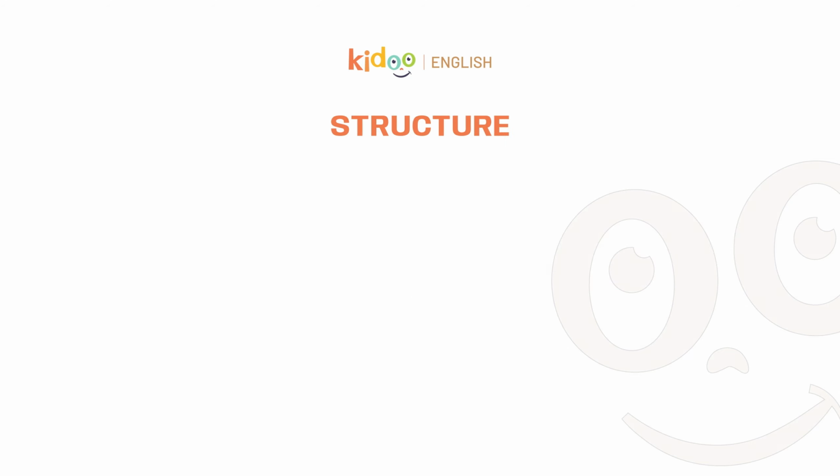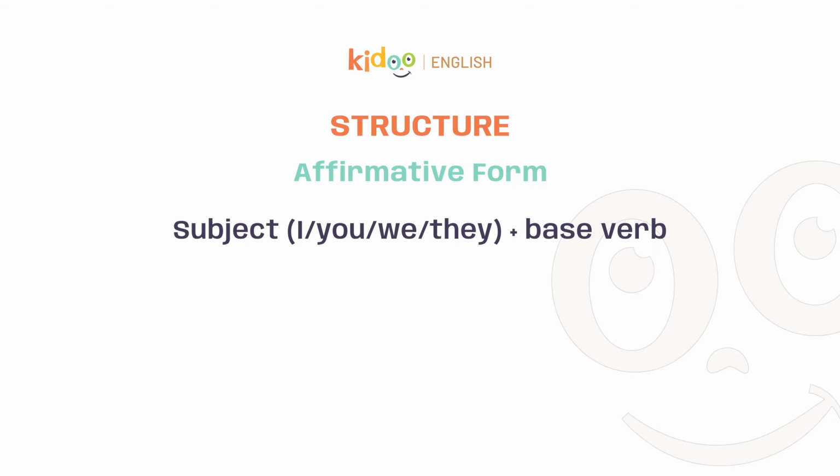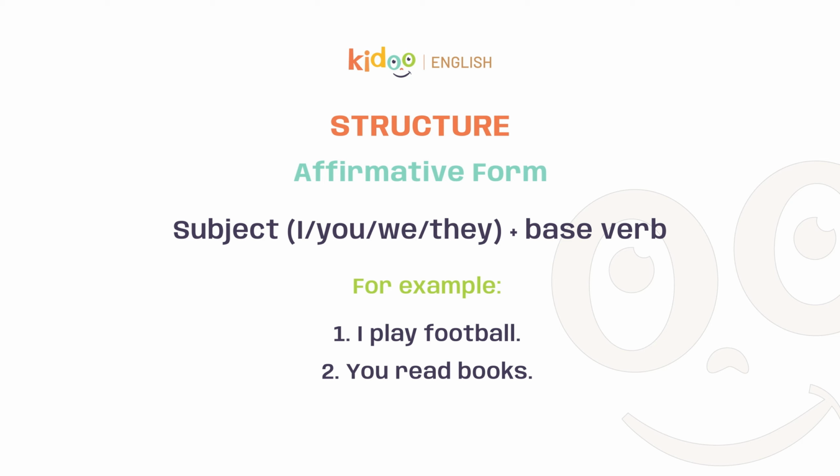Let's look at the structure. First, we'll start with the affirmative form. For most subjects like I, you, we, and they, the structure is simple: subject plus base verb. For example, I play football. You read books.